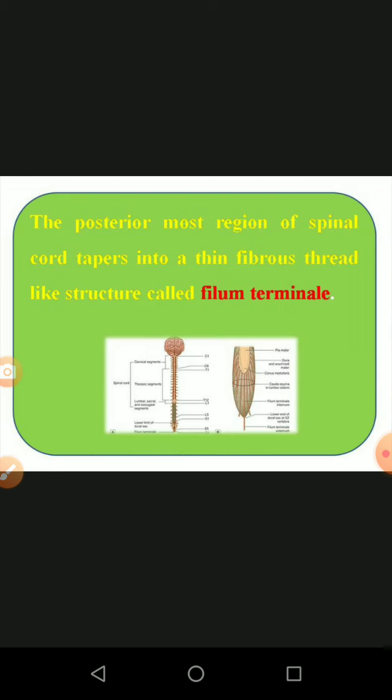Then the next one, the posterior most region of the spinal cord tapers into a thin fibrous thread-like structure called filum terminale. So we don't have any kind of tail.